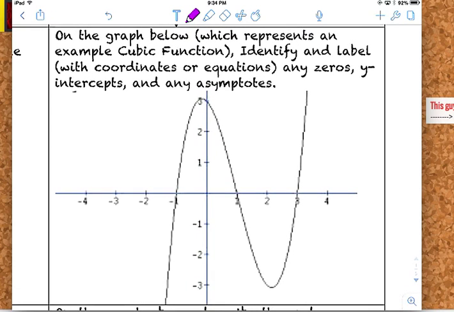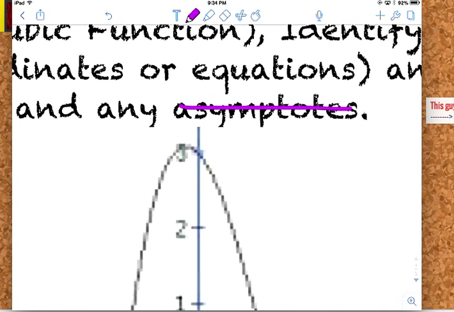What's interesting about this function is that it has very interesting middle behavior, but the end behavior is very easy to determine. There are no asymptotes because there's no number that this cannot cross. It can take all x values, it produces all y values, but it does have zeros, it does have y-intercepts. Y-intercepts are nothing more than where it crosses the y-axis. So this point right here at (0, 3) does serve to be our y-intercept.